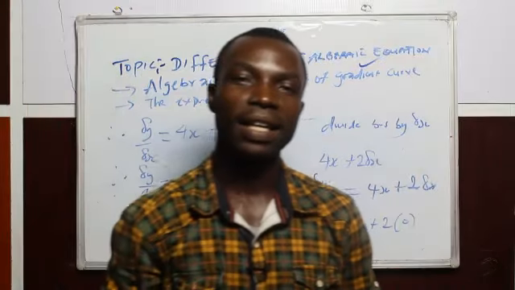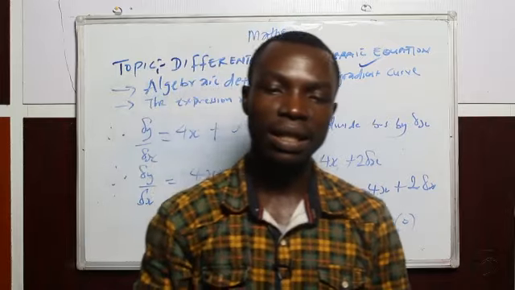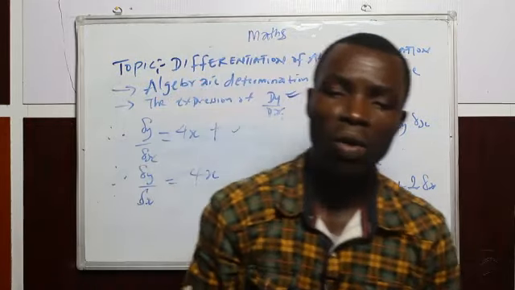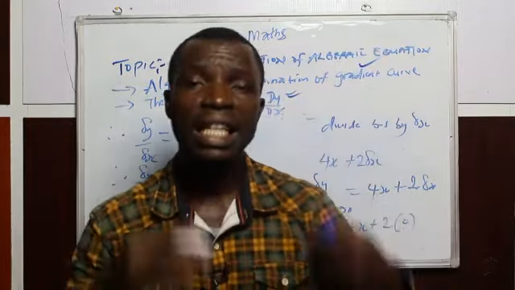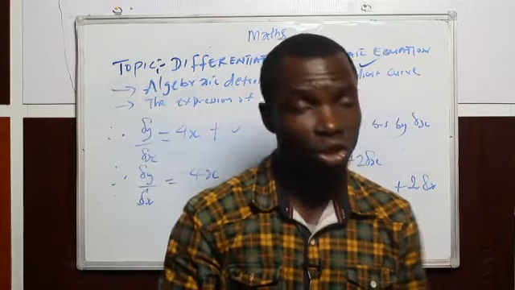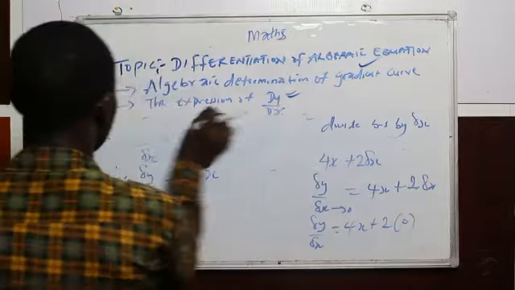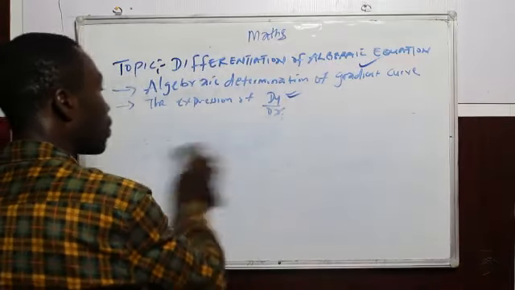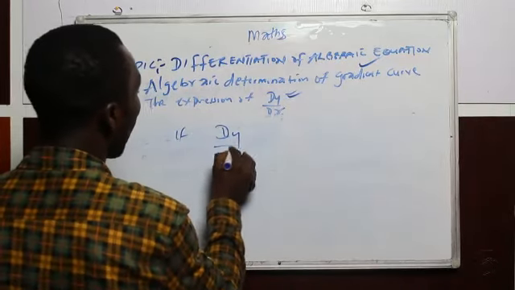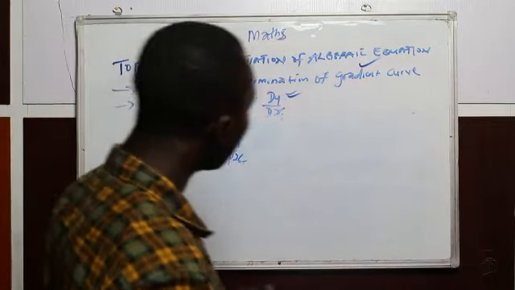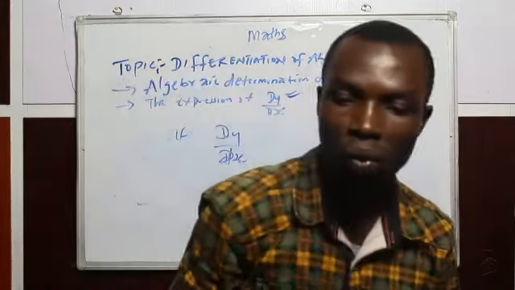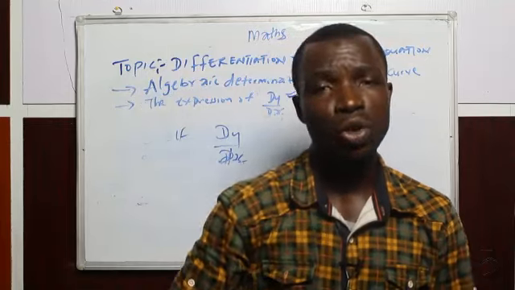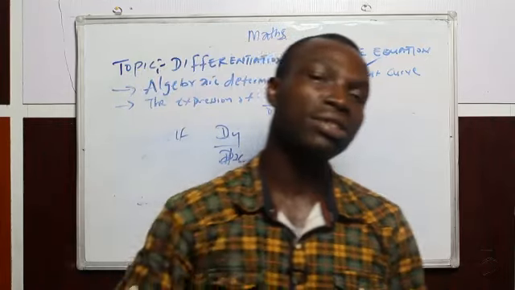You are welcome back. I'm so much delighted because you have gotten the answer correctly. I want us to now know the expression dy over dx. The expression dy over dx is a derivative. It means derivative of y with respect to x. Therefore, if dy over dx is the derivative of y with respect to x, we can now say the process by which we are carrying out the differentiation of algebraic equations is called differentiation.